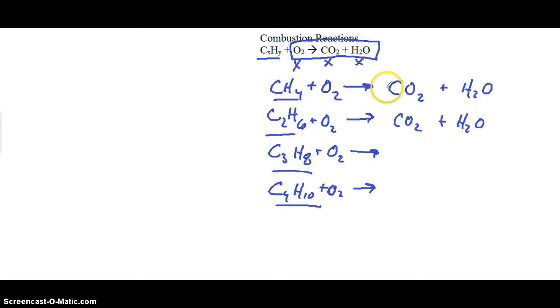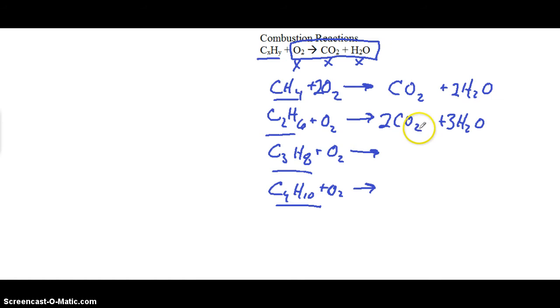I have one carbon, so I have one carbon here. I have four hydrogens, so I'd need a 2 here to give me 4. And if you look at my oxygens, I have 2 here plus 2 here for a total of 4, which means I'd put a 2 there to balance it. With this one, I have 2 carbons here, so I'd put a 2 there. I have 6 hydrogens, so I'd put a 3 there.